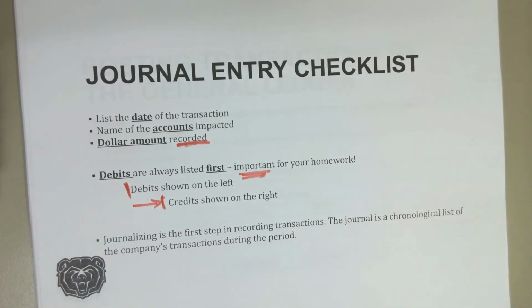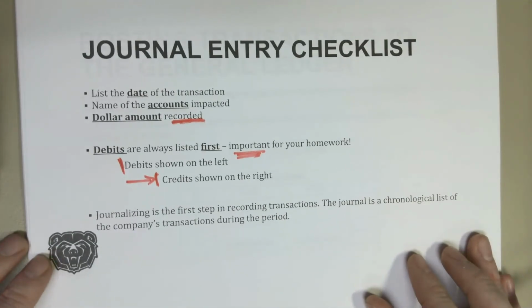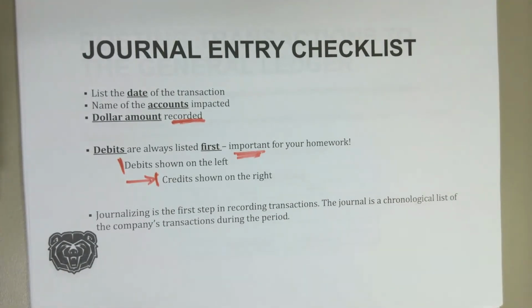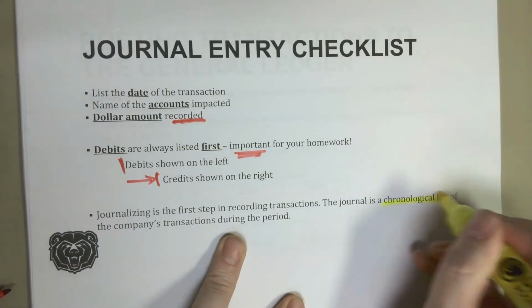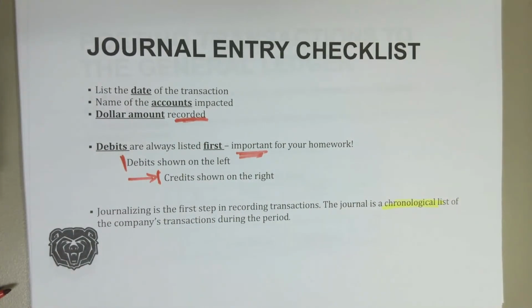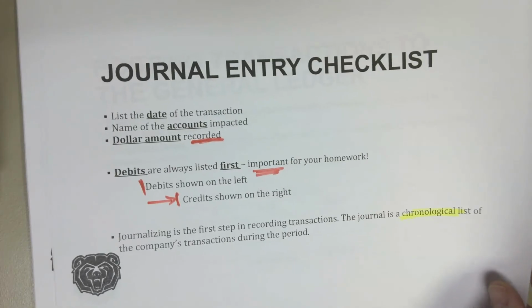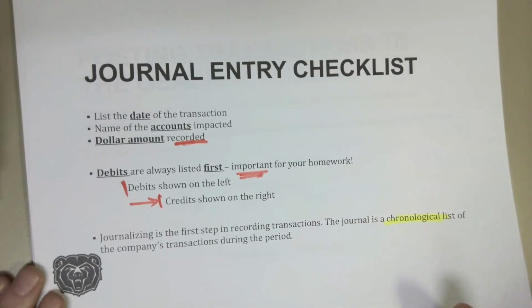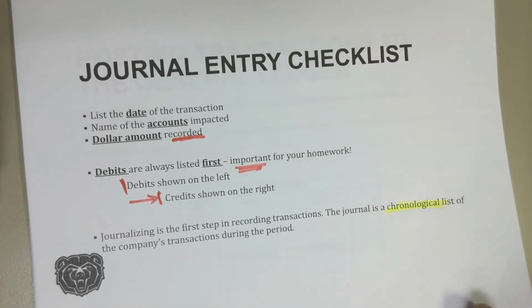Okay, so journalizing really is the first step in recording these transactions. Okay, the journal, and this usually comes up as a question on exams. The journal is just a chronological list of the company's transactions during the period, okay? So it's just a chronological list. Doesn't help us determine balances, ending balances in accounts or anything like that. It simply just tells us this is when this happened in this exact order, okay?